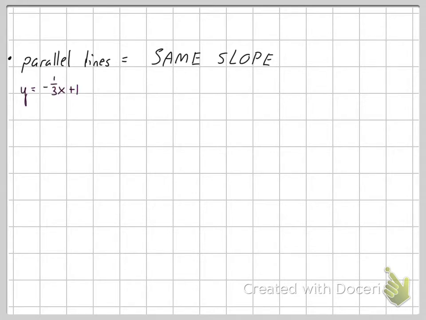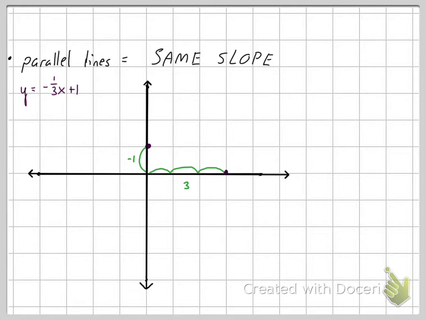So for example, let's say we have the equation y equals negative 1/3 x plus 1. If I wanted to graph this, I'm in slope-intercept form, so it'll be pretty straightforward. I have a y-intercept at 1, and then my slope is negative, so I'm going to go down 1 over 3. Once I have my 2 points, I can make my line.